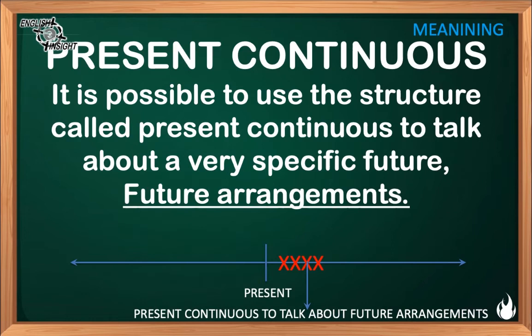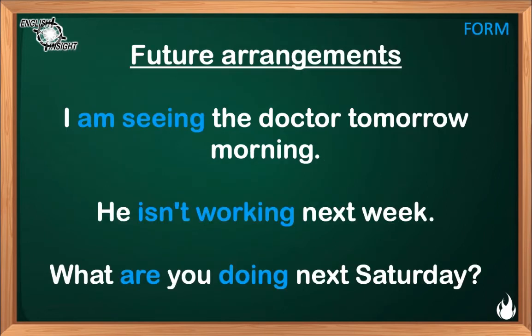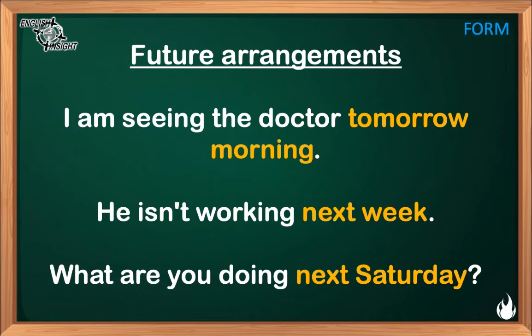It is also possible to use the structure called present continuous to talk about a very specific future, in this case, future arrangements. Let's check the example. I am seeing the doctor tomorrow morning. He isn't working next week. What are you doing next Saturday?